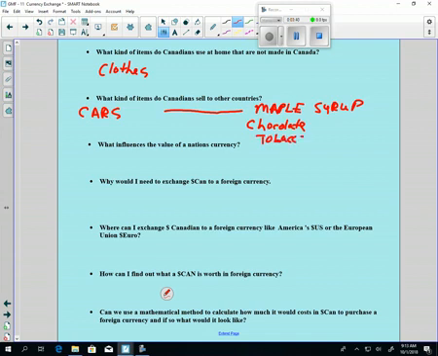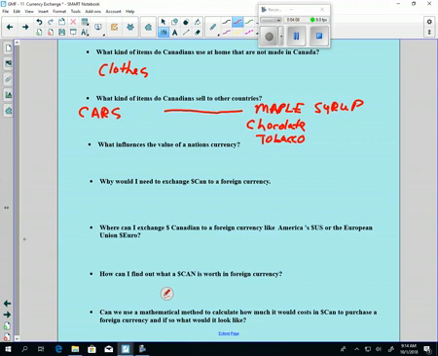So those are just a couple examples. Now, what would influence a person's currency? What makes our money worth anything? And we're going to look at that in a second. And what do I need to exchange Canadian dollars to foreign money? Where can I exchange the money if I want to? If I want to buy American dollars, where do I get it? And how can I find out what a Canadian dollar is worth? Because it doesn't stay the same every day. It changes. And there's a way we can calculate it.